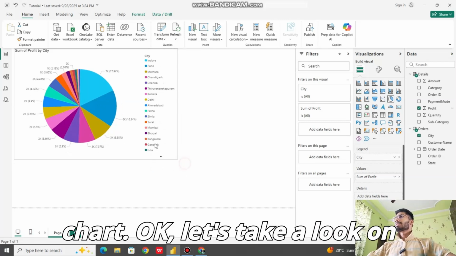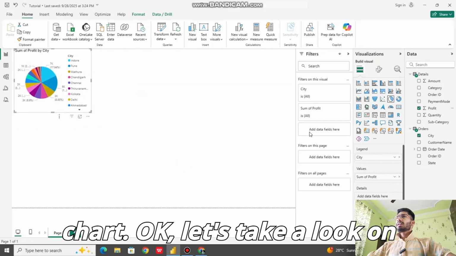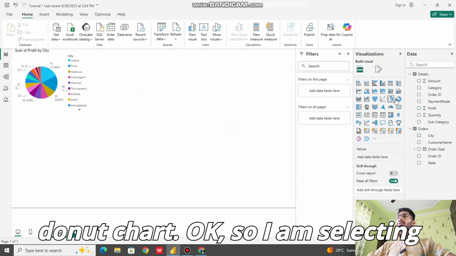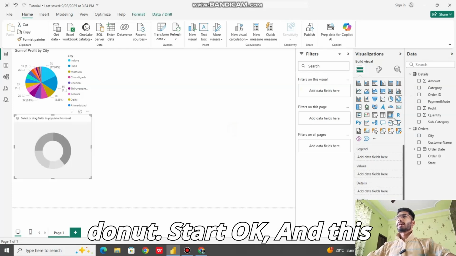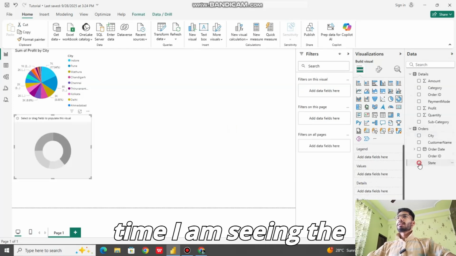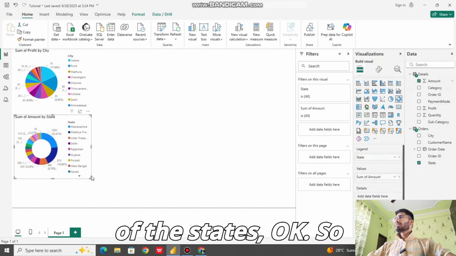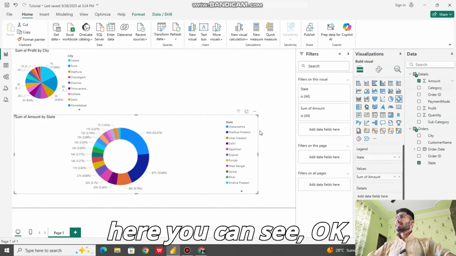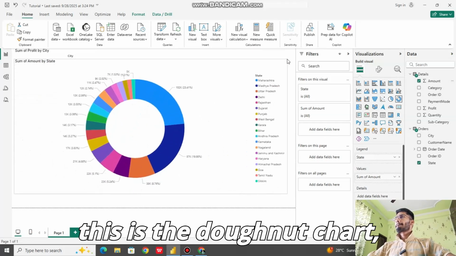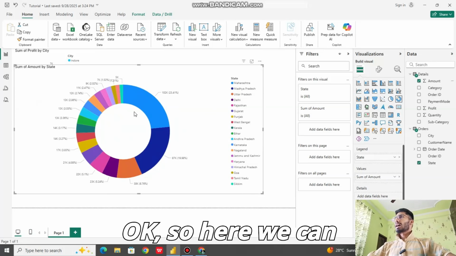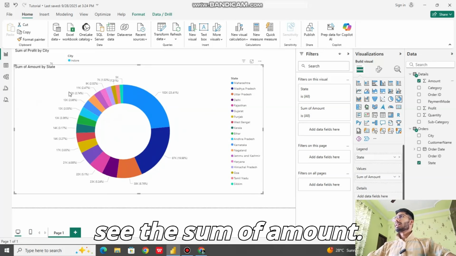Okay, let's take a look at the donut chart. Okay, so I am selecting donut chart. And this time I am seeing the total amount on the basis of the states. Okay, so here you can see. This is the donut chart. So here we can see the sum of amount by state wise.